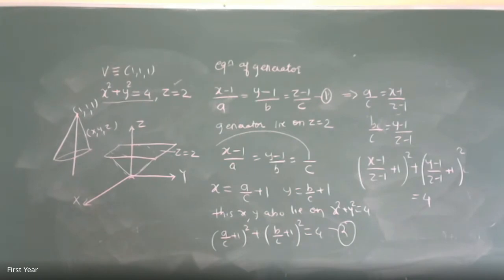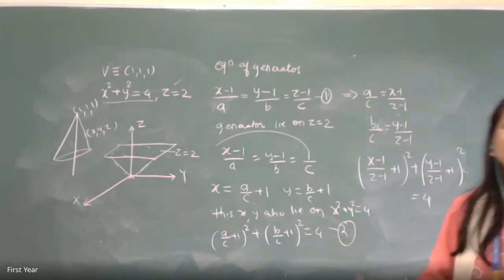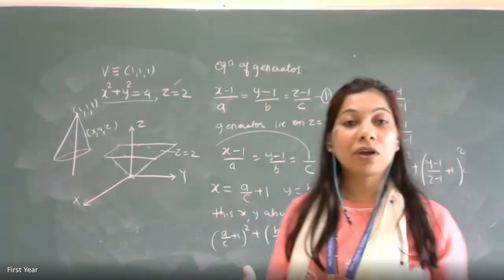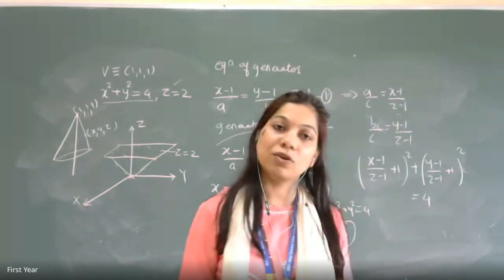Ma'am, we can also do this question by shifting of origin. Yes, (1, 1, 1) can be shifted to (0, 0, 0), and then you get something like this only. Very good. You get x minus 1, y minus 1, z minus 1 because you are shifting the origin, and then directly convert the equation to a homogeneous equation of degree 2. That is also fine. Correct.